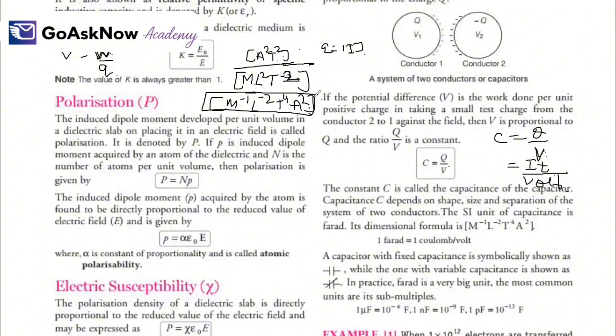So 1 farad can be written as 1 coulomb per volt. This is the definition of 1 farad.